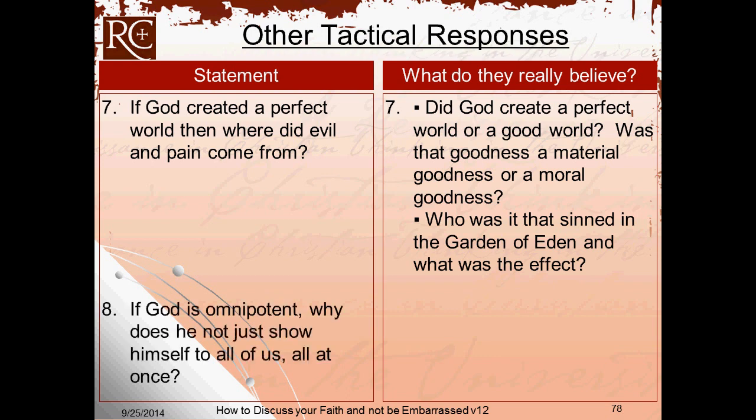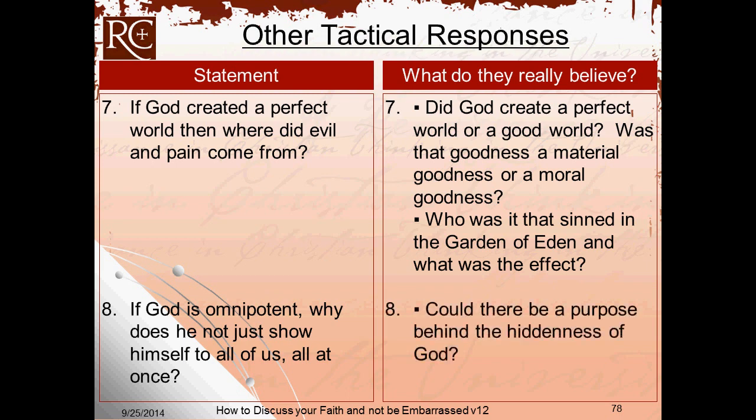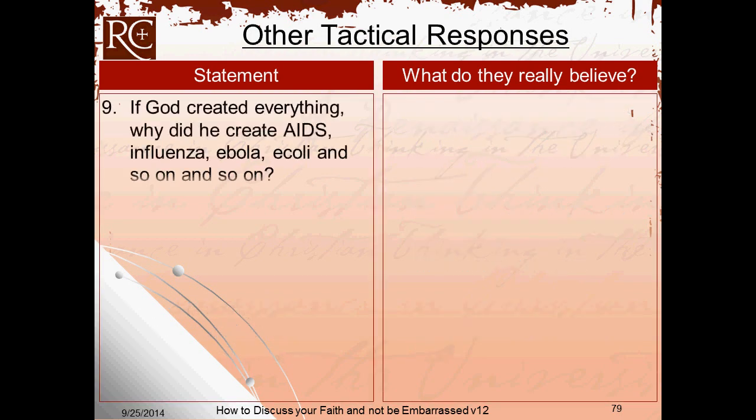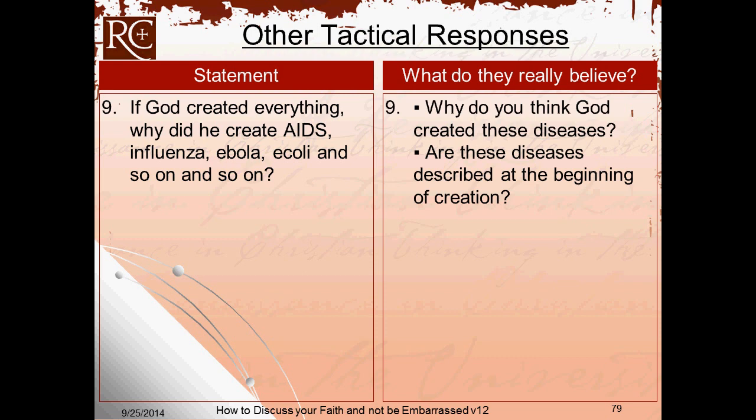Here's question 8. If God is omnipotent, why does he not just show himself to all of us all at once? Well, could there be a purpose behind the hiddenness of God? Number 9. If God created everything, why did he create AIDS, influenza, Ebola, E. coli, and so on and so on? Well, why do you think God created these diseases?